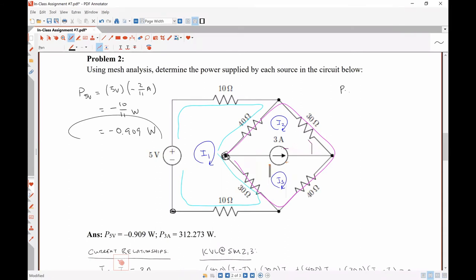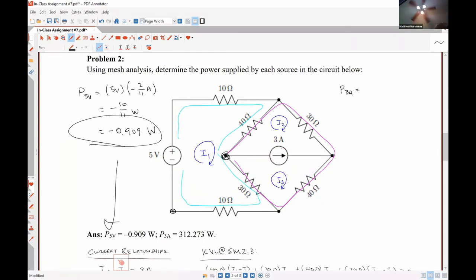Since it's a current source, can it only supply power, or is that a misconception? No, current sources could be supplying or absorbing. It just depends on how the system is behaving. So we need to find the voltage drop over the 3-amp source. Anytime we're trying to find the power absorbed or supplied by a source, we need to know both the current and the voltage.